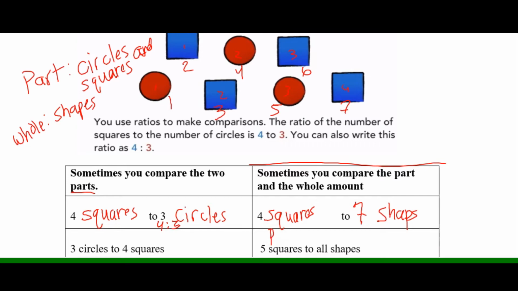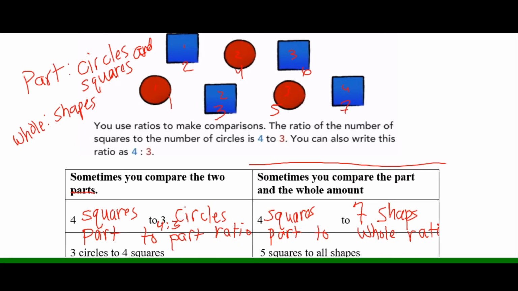I want you to write that down. Part to whole ratio. And over here, this one is called a part to part ratio. Really important for you to know the difference. So in your guided notebook on this page, which is page number 44, I need you to cross off this 5 and put a 4, because there are 4 squares if we count the squares. 2, 3, 4 squares to all shapes, and all shapes is going to be 7.